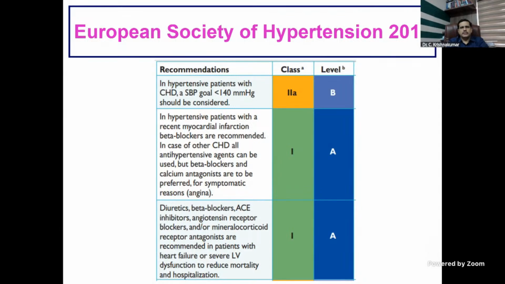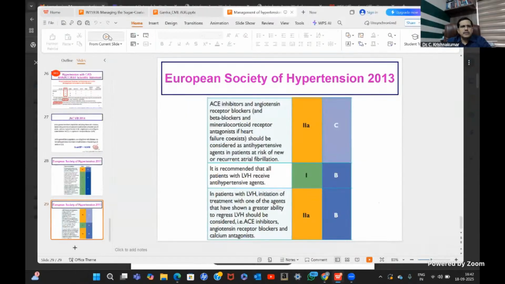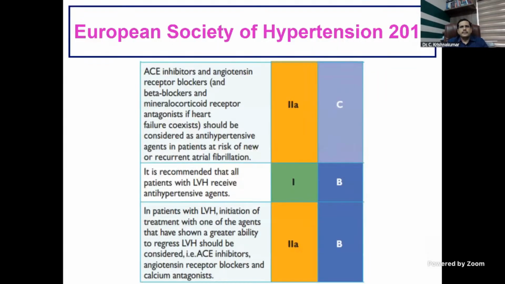Diuretics, beta blockers, ACE inhibitors, ARBs, and MRAs are recommended in patients with heart failure or severe LV dysfunction to reduce mortality and hospitalization. This is class 1, level of recommendation A. ACE inhibitor, angiotensin receptor blocker, beta blocker, and MRA should be considered as the antihypertensive of choice in patients with recurrent atrial fibrillation or in patients at risk for AF. So it's a class 2A indication.